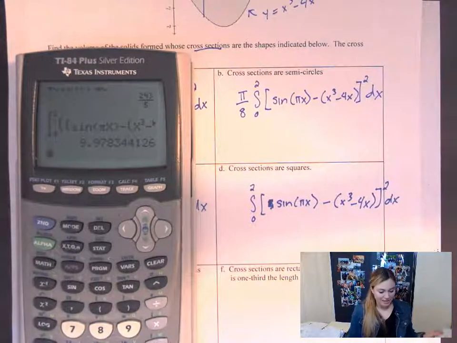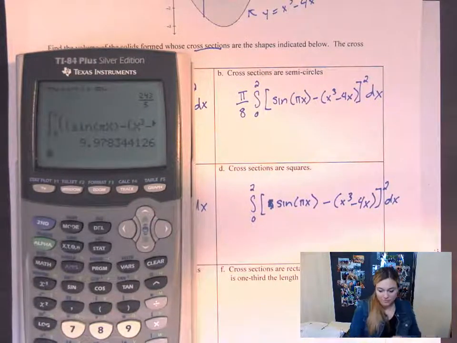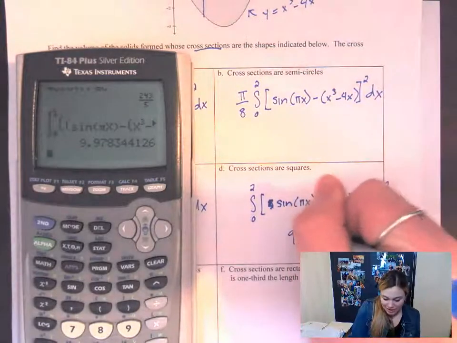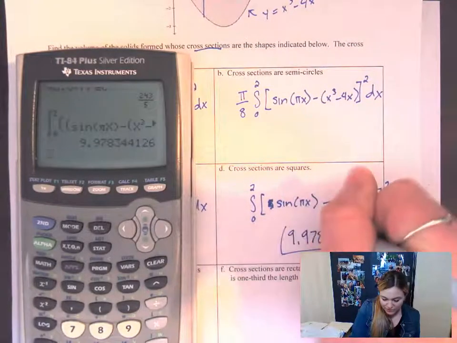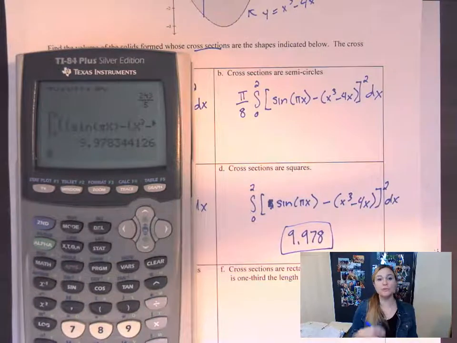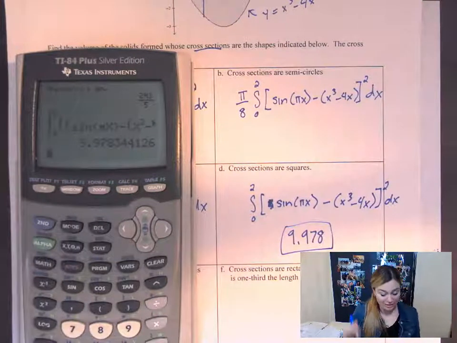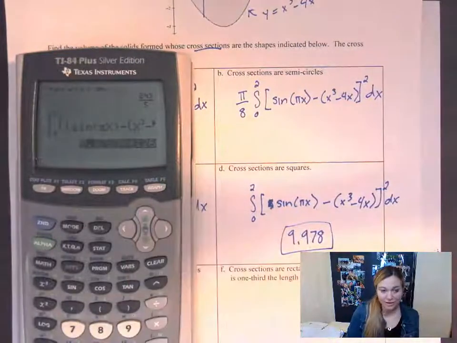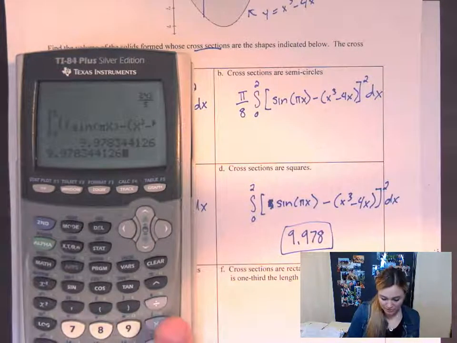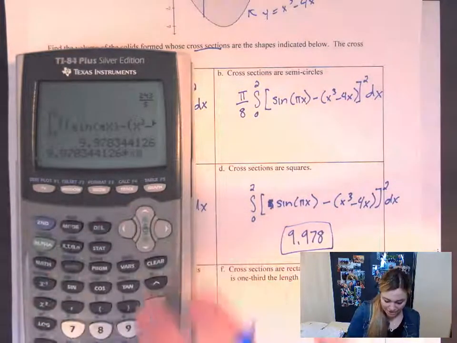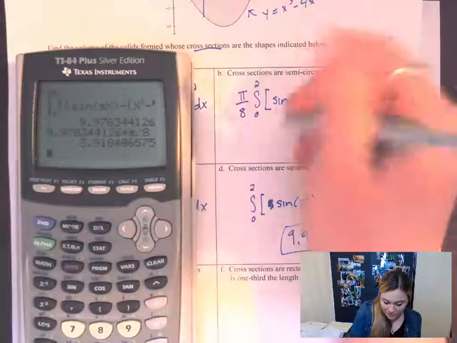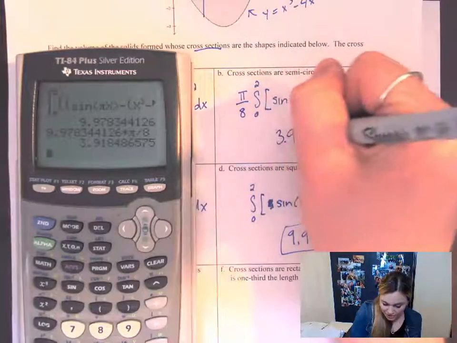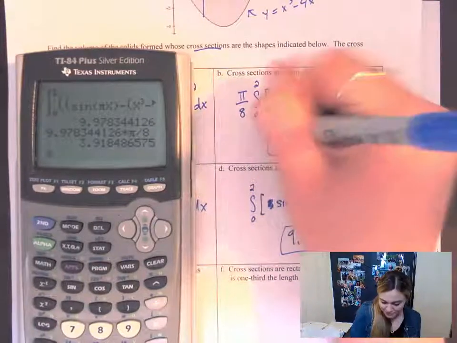Hey, did you get the same thing as me? I can put this as my final answer. That's fine, this one. But make sure you use more than 3 places after the decimal to do all the other ones. So instead of just doing this over and over again, it's already in my calculator. I'm just going to do times pi over 8. Hey, I got 3.918 for this one.